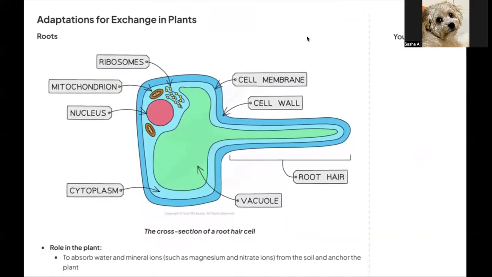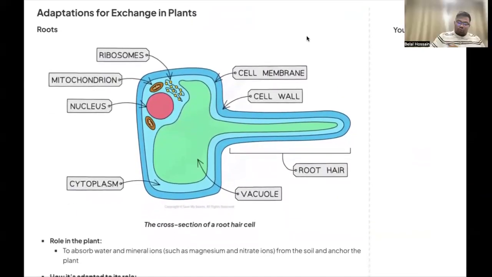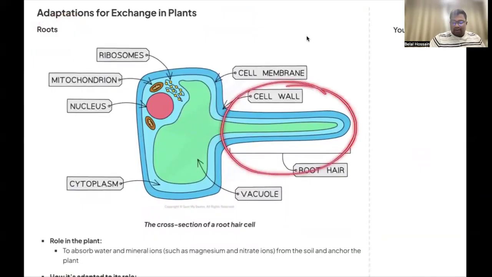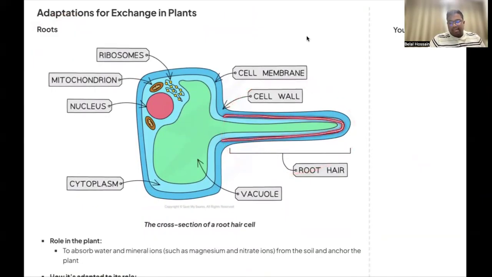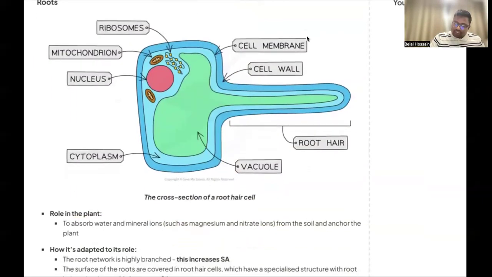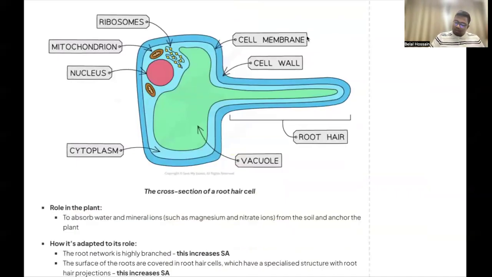Okay. Yes, sir. Let's look into the adaptation of this particular root. What do we see? We see that there is a root here, right? A protrusion. This gives an extra bit of surface area. So greater the surface area, faster the diffusion, correct? What is the purpose of the particular root? The root's purpose is to absorb water and mineral ions. By the way, the absorption of water is called osmosis. And absorption of mineral ions will definitely be active transport.